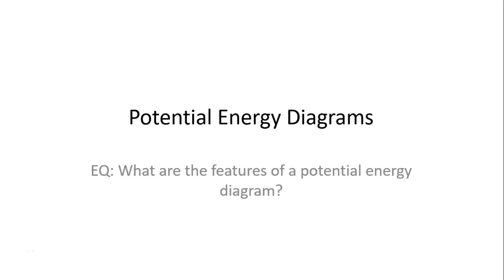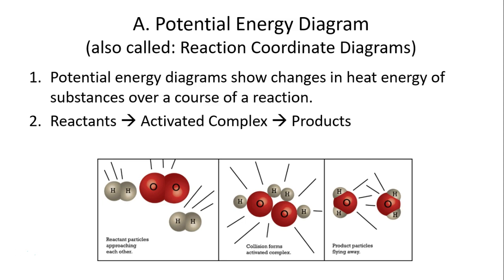We're going to take a look at a diagram, and we're going to take apart the features of that diagram, and you're going to need to know what those different parts of the diagram mean. First, I want to let you know that sometimes it will be labeled as a reaction coordinate diagram. It just means the same thing. We're still looking at the potential energy and how that changes over time. Or just think about it as energy and how it changes over time.